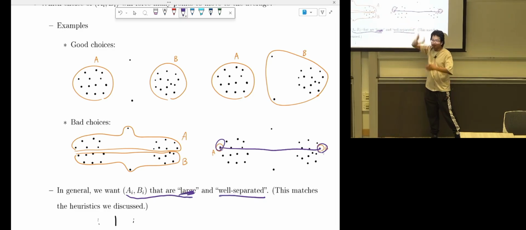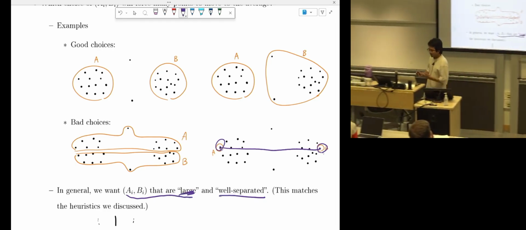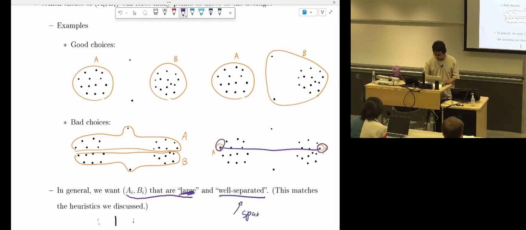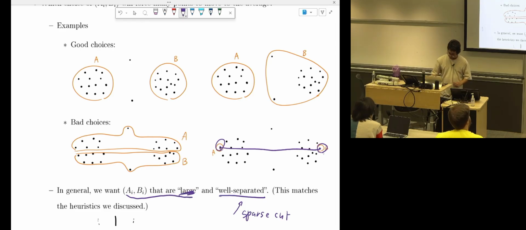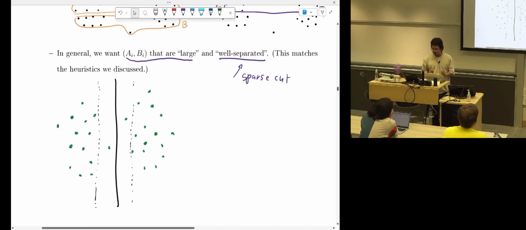So there must be some sparse cut that prevents this thing from moving. Okay, but you can try to convince yourself that this corresponds to a sparse cut. So it really matched the heuristic that we have. Okay.